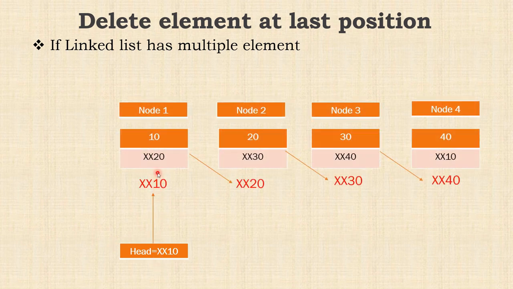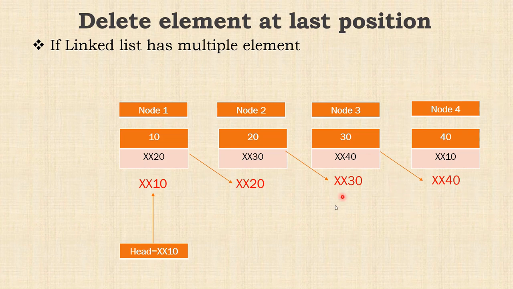So xx10 is pointing to xx20, xx20 is pointing to xx30, xx30 is pointing to xx40, xx40 is pointing to xx10. So we have 4 nodes, and head is pointing to the first node, and node 4 is pointing to the first node. So it's making a circle. This is a CLL. Now we are going to delete at the last position, so node 4 should not be available.